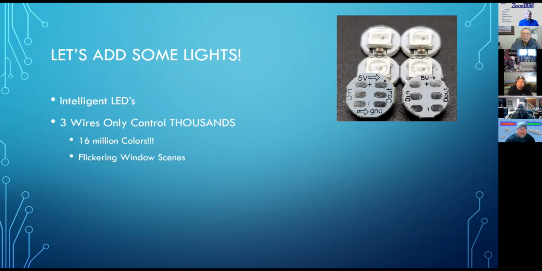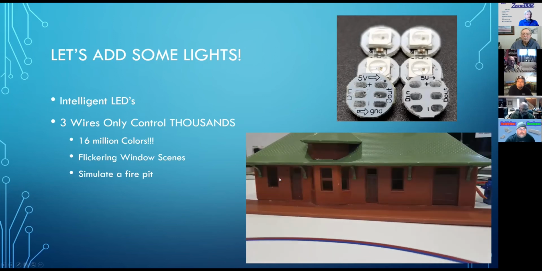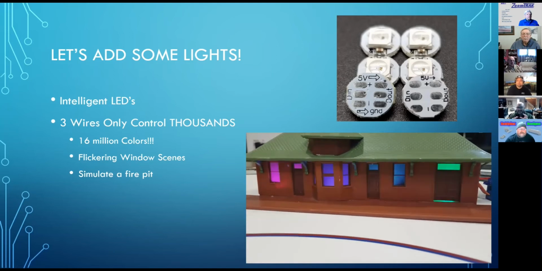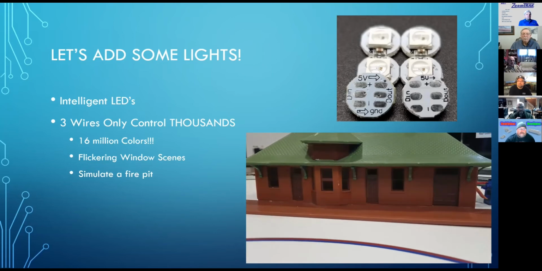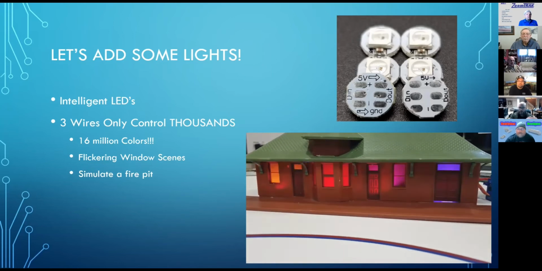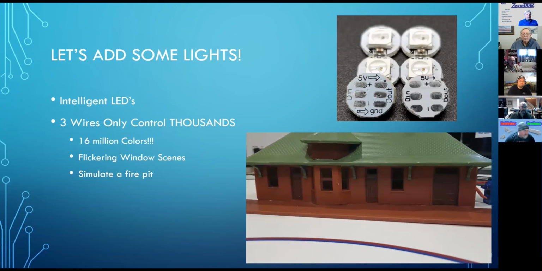One of the things that I thought was cool was to have, maybe a window inside of a building flicker, simulating a fire pit, which I thought was kind of neat. I'm going to show you a cool graphic in a second. I hope this is going to run. It's a little bit choppy. I hope you guys can see that, but this is showing the different colors that it can do. It can do everything from just a white all the way over to 16 million different colors, which is really pretty cool.